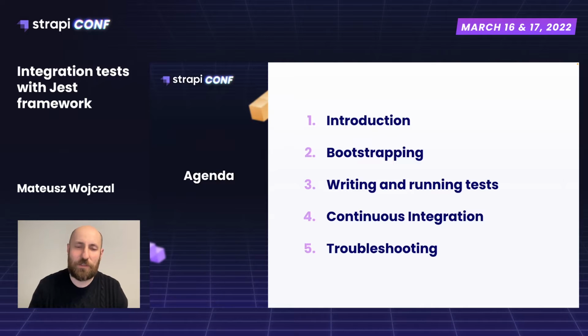The agenda is that first of all we will have an introduction and some history of integration testing, unit testing with Strapi version 3 versus the latest version 4. How we need some bootstrapping before we write and run our tests. How does this work together with continuous integration? And what are the potential issues that we can come across.